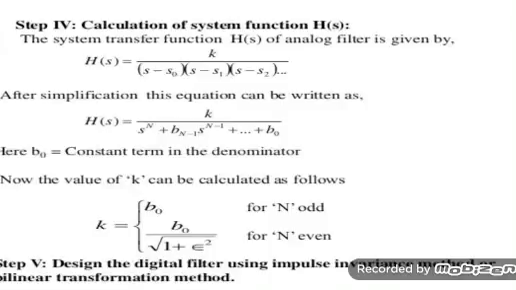Now the value of K can be calculated as follows. K equal to b0 for n odd, b0 by root over 1 plus epsilon squared for n even. Now step 5. Design the digital filter using impulse invariance method or bilinear transformation method to get the required design approximated filter.